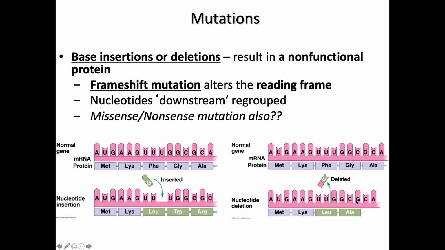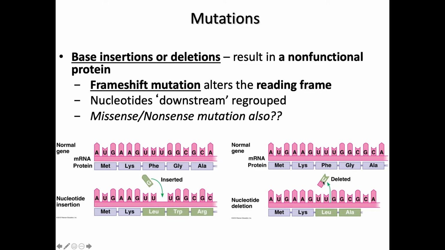Well, what happens when a base is deleted, taken out? Here we have the same methionine, lysine. And then at the same position, we were supposed to have UUU that codes for phenylalanine. But what if we take the third base out? What if we take this third uracil out? Everything will be regrouped after this mutation. Everything downstream from this mutation is regrouped.